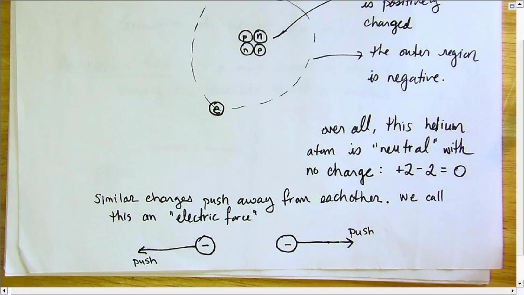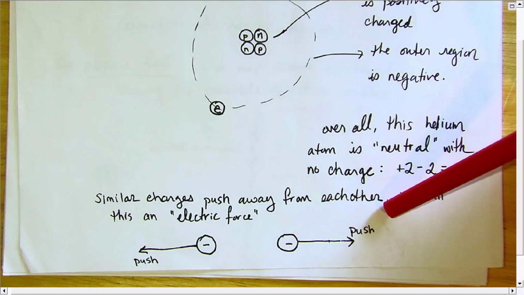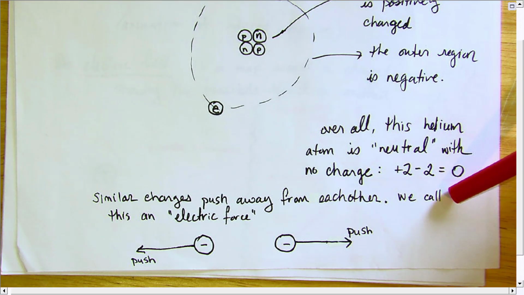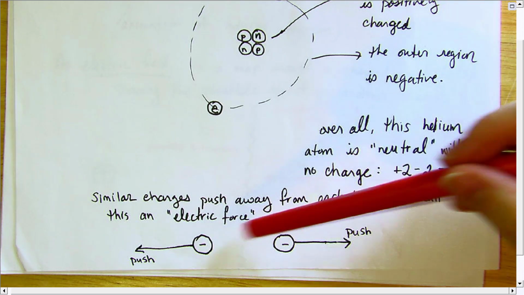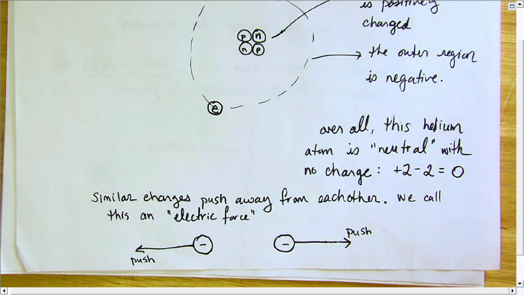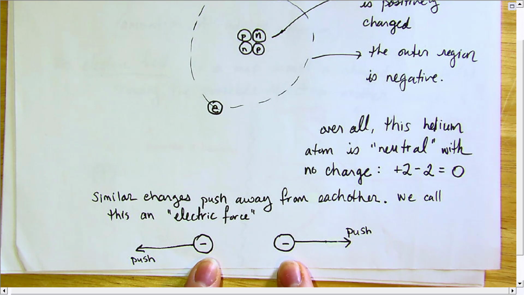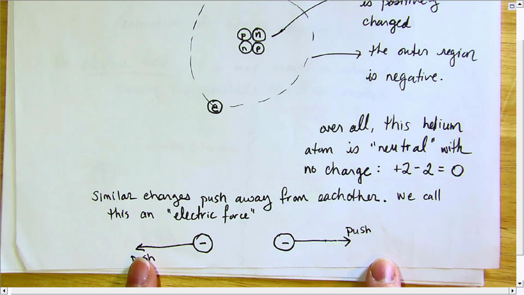The electric charges can push and pull on each other, and similar charges will push away from each other. And that push that happens, we can call that the electric force. So if I had 2 negative charges fairly close together, they don't like being next to each other, and they will push away from each other. If they're able to move, they would move apart, but they might not be able to move.